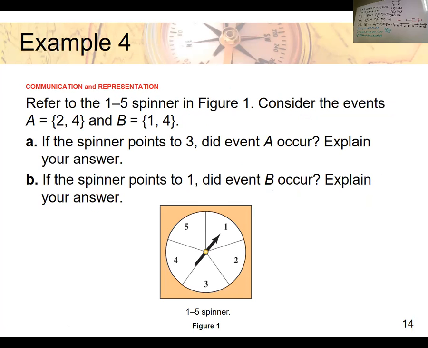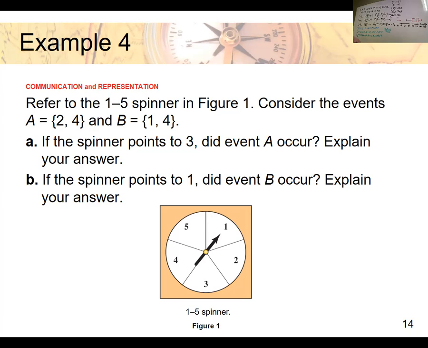Okay, now in the next slide is example 4. Refer to the 1 to 5 spinner below, and then consider events A equaling 2 and 4, and B equaling 1 and 4. And in part A, we want to answer this question. If the spinner points to 3, did event A occur? Now, A only has the 2 and the 4. So if we spin a 3, that means that event A did not occur.